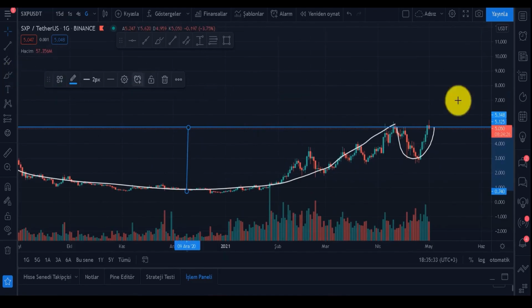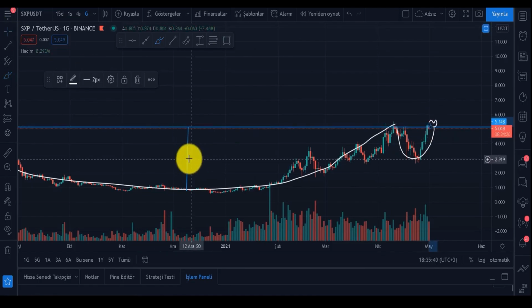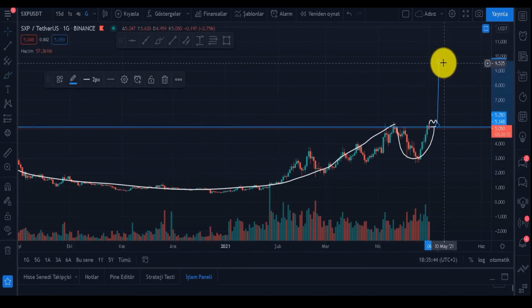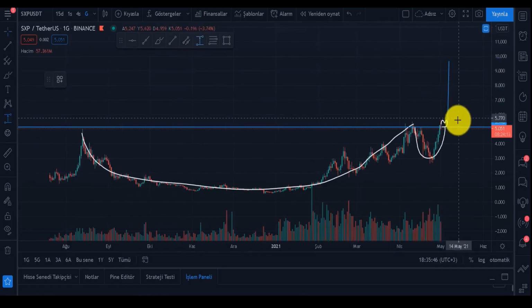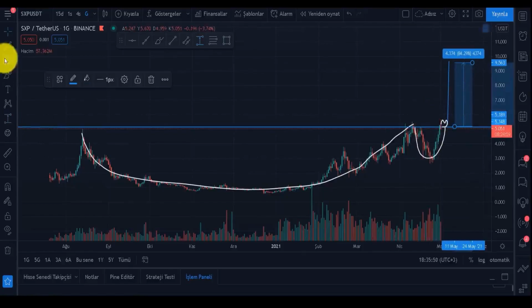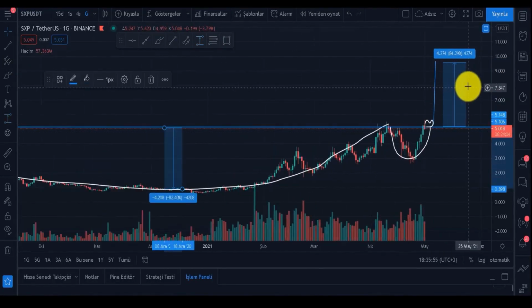We take the depth of this formation, and if it closes 2 candles at the end of the handle, and if it stays above 520 for 2 days, it indicates that the target is 9.5 for us. This also suggests an approximate profit rate of 80%. As you can see, there is already a depth of about 80% in here, friends.